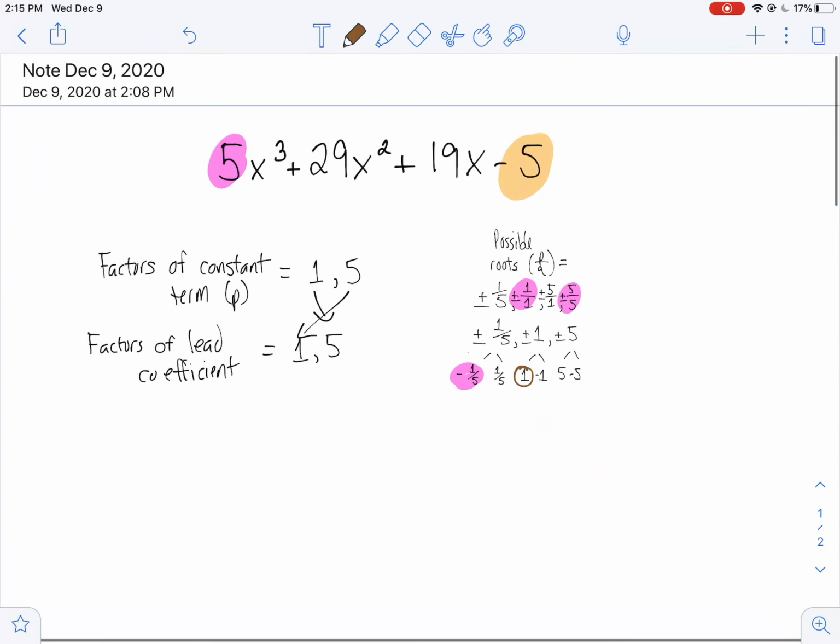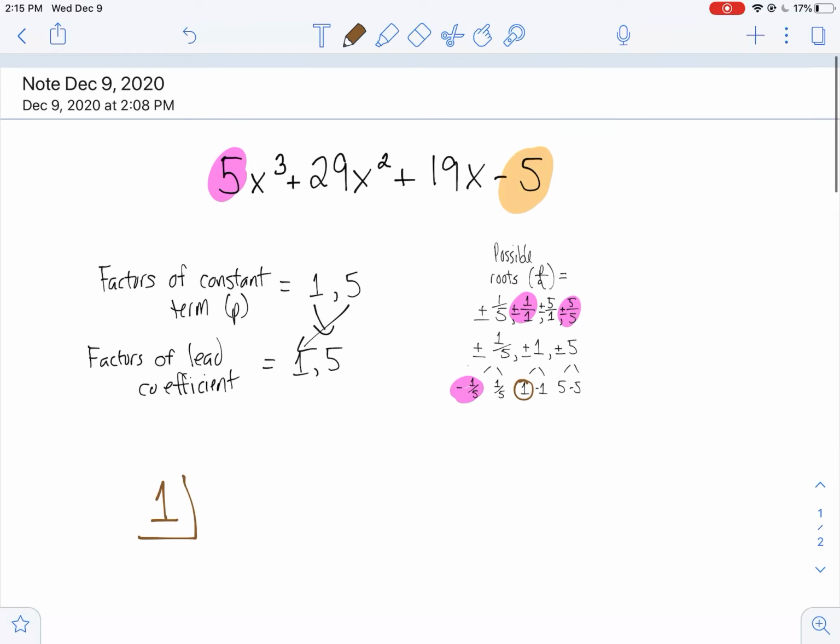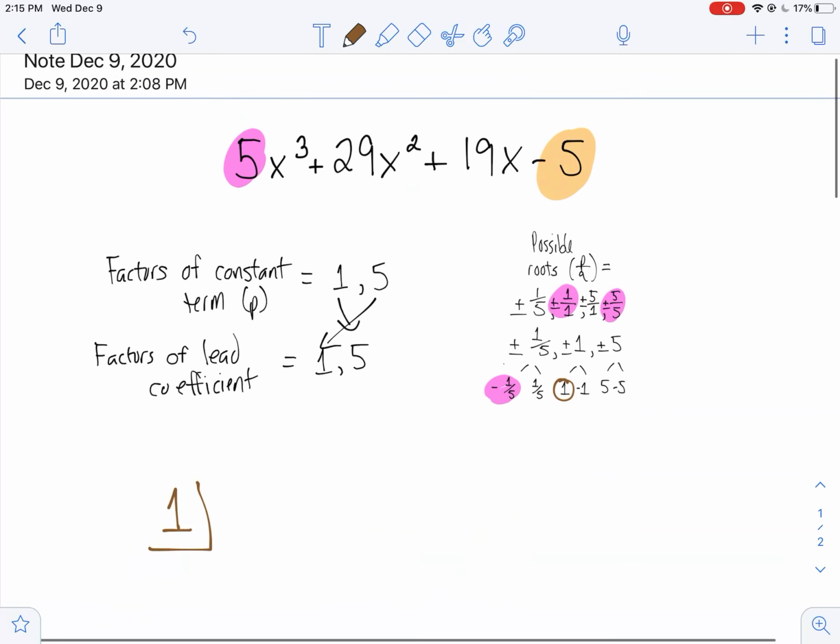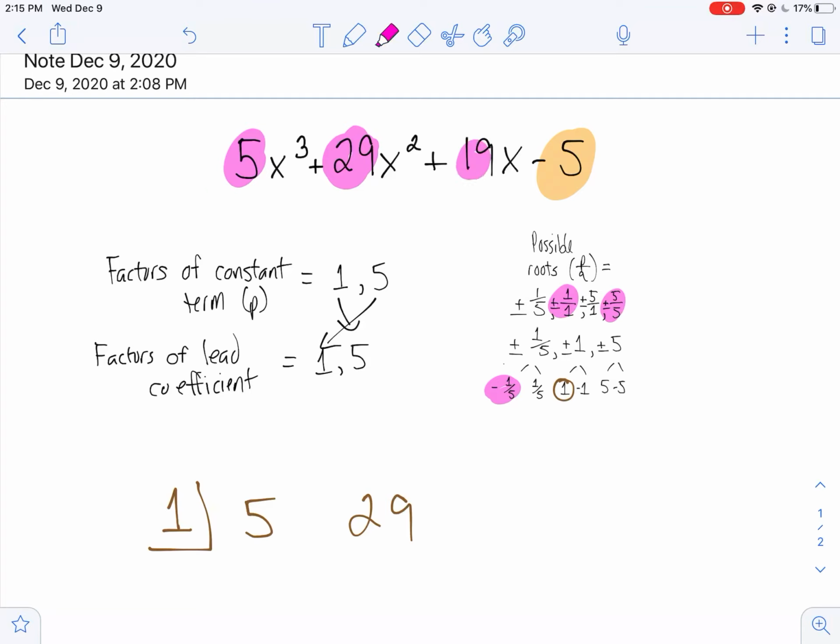Here's how you would use synthetic division. I'm going to start with 1 and box it up here. I'm now going to write out all the coefficients within my polynomial, as well as my constant term. My coefficients are 5, 29, 19, and negative 5, which is the constant term right here.